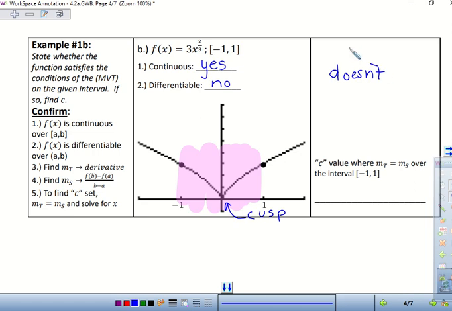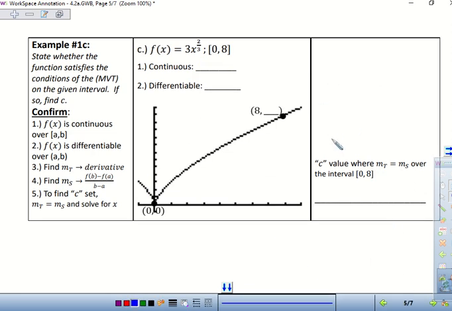So we would say MVT doesn't hold. If MVT doesn't hold, you can't find a C value. So let's say you totally forgot to check if it was continuous and differentiable. You jump right into taking the derivative, setting it equal to the slope. You forget. The good news is the math will not work out. If you accidentally just start doing the algebra, it's going to be impossible. You're going to get an extraneous solution, like something over 0, or something that just will not mathematically work out. So just be aware that if you miss that step, it will not work. Okay. All right. Next one.